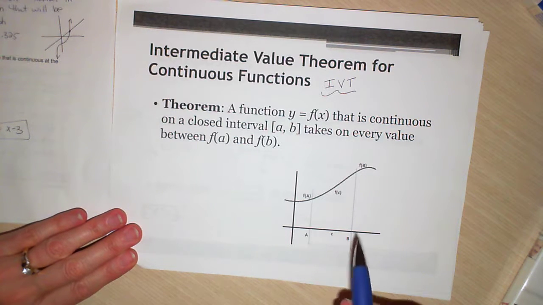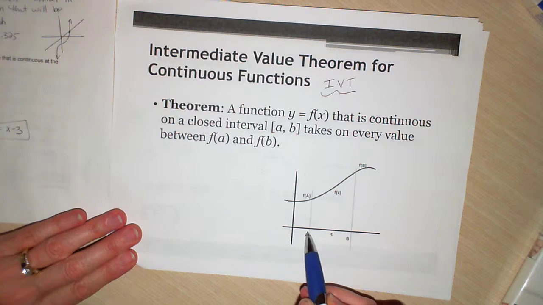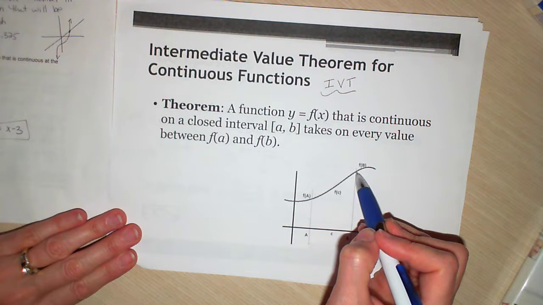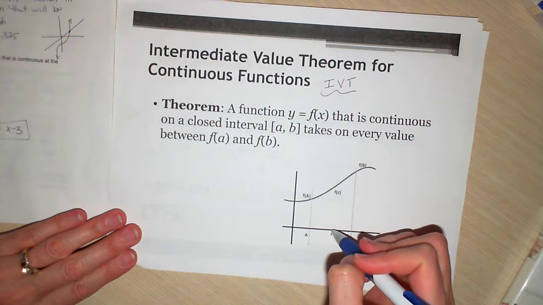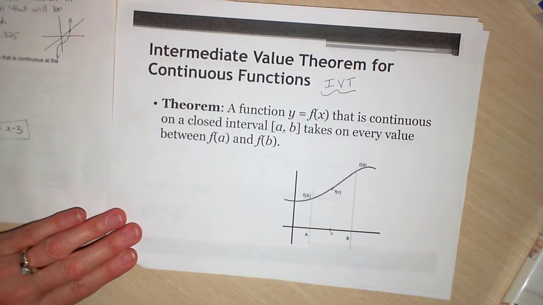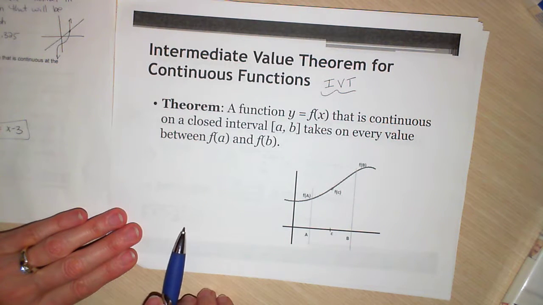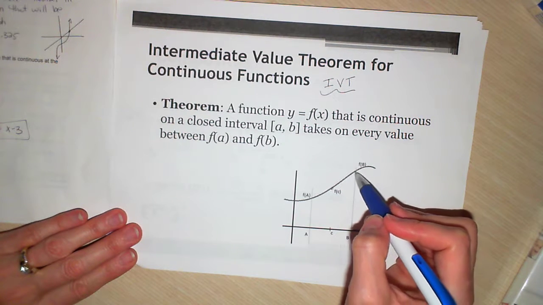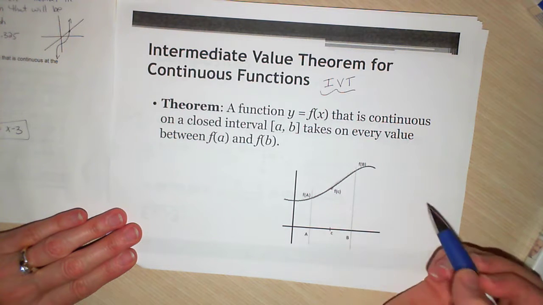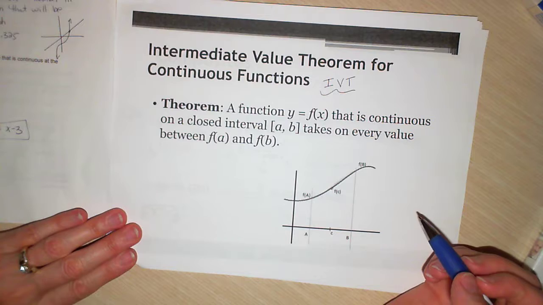So the theorem is pretty straightforward when you picture a continuous function. It says if you have a function that is continuous on a closed interval [a, b], this is closed, so this function is continuous here, and if you pick a point between a and b, then the function will also be continuous at that point. So a function that is continuous on the closed interval [a, b] takes on every value between f(a) and f(b). So it says any point between here is also going to have a corresponding f value that's continuous there.